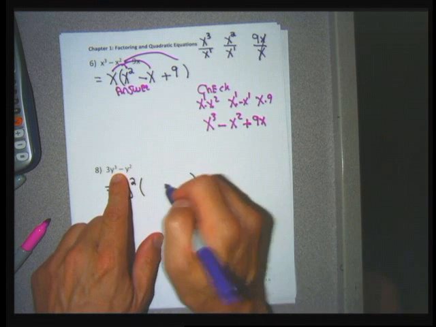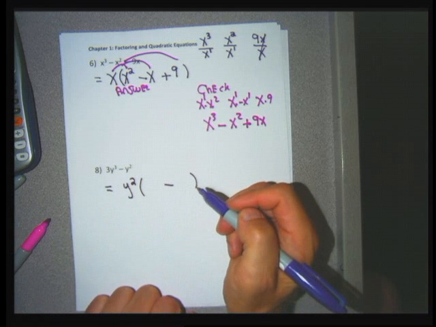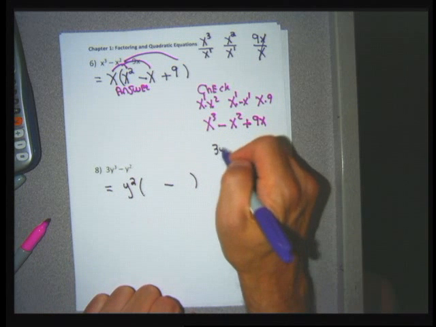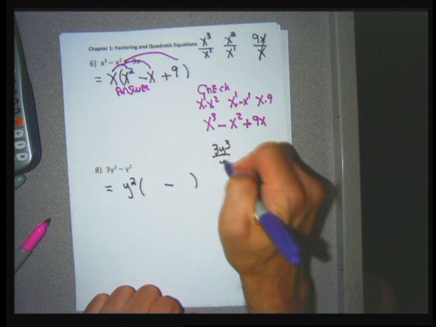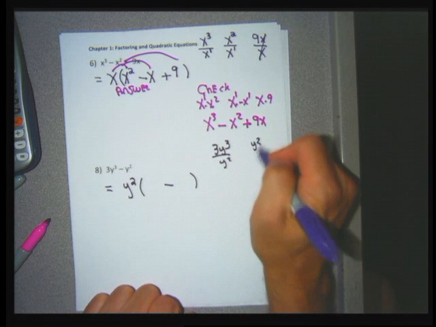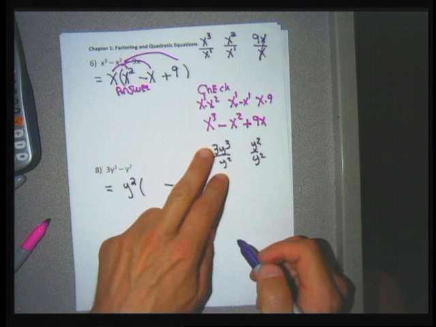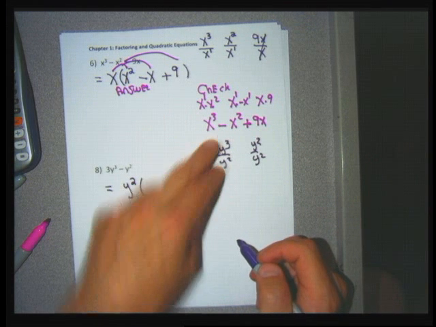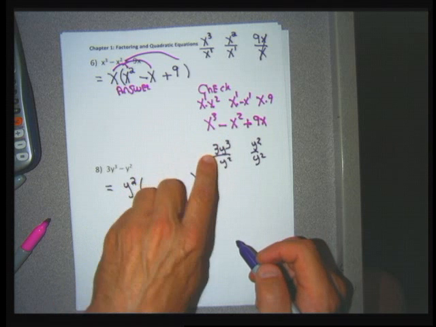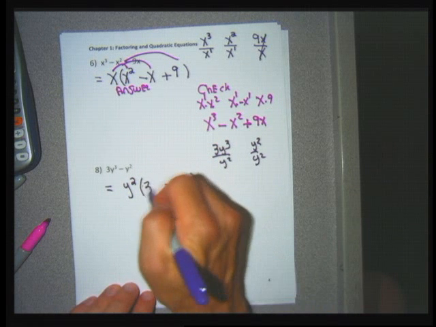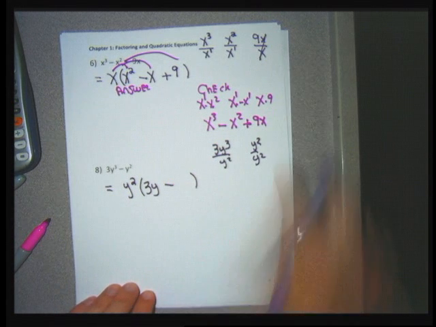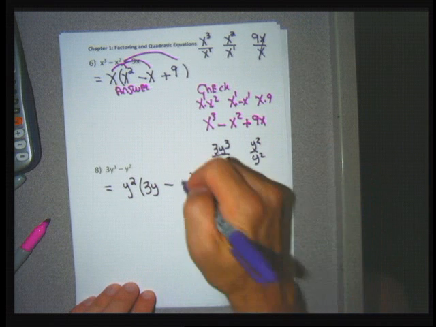I know this minus sign is going to stay inside the parentheses. And now I'm going to go 3y cubed over y squared, and y squared over y squared to figure out what goes inside the parentheses. First piece, I subtract the exponents on the y's. I'll get y to the first power. This 3 is going to remain, so I'm going to get a 3y inside the parentheses. The second piece, y squared over y squared, is just 1.